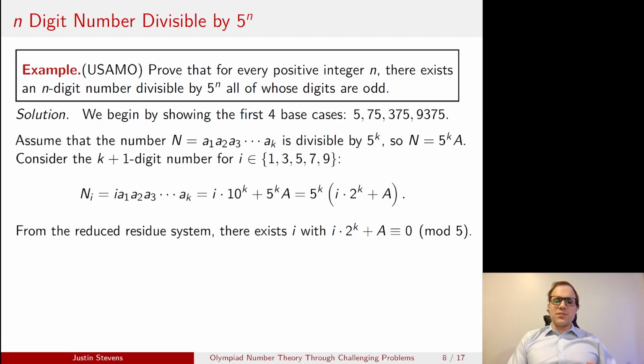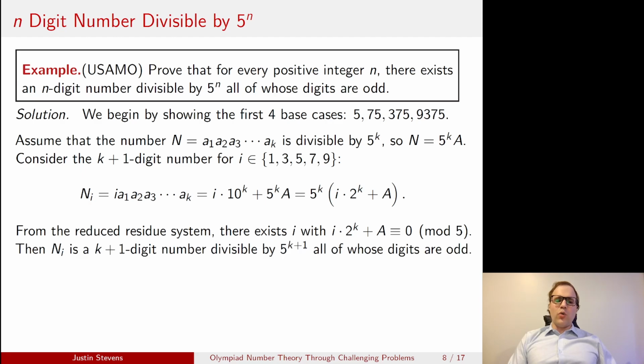Now, once we have this multiple of 5, we can see that there always exists a number N sub i that is a k plus 1 digit number whose digits are all odd that is divisible by 5 to the k plus 1. So we've proven our fact.